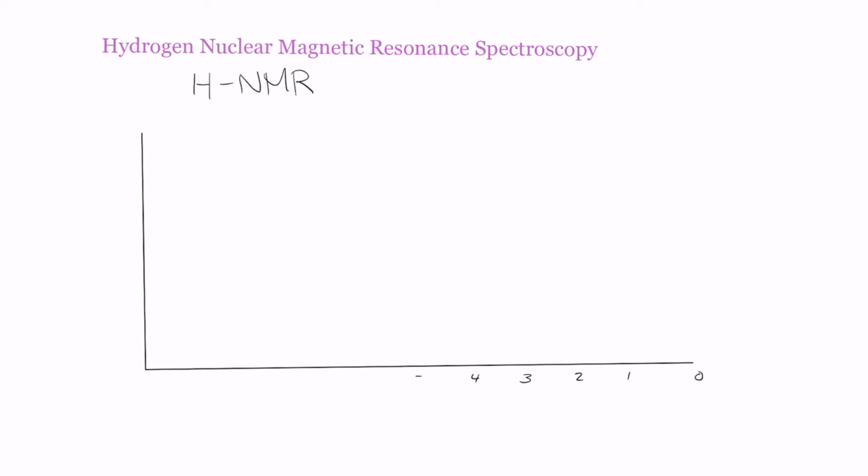Well, what you can do is put it in an HNMR spectroscopy machine, and it's going to give you a type of graph that looks something like this. So each compound has its own HNMR graph that corresponds to it. That is, no two compounds have the same HNMR graph. And it usually goes up to about 12 ppm.